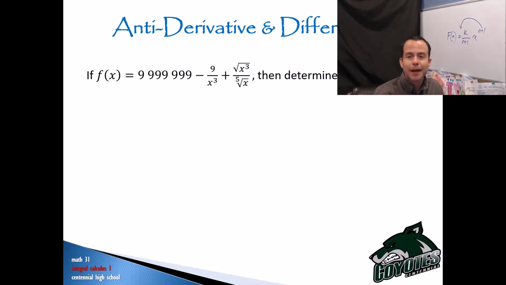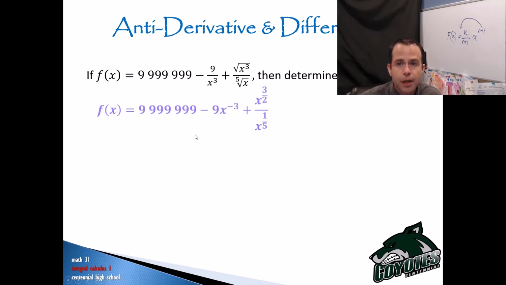Okay, so if f of x equals 9,999,999 minus 9 over x cubed plus the square root of x cubed over the 5th root of x, determine the antiderivative. Well, we're going to clean this up a little bit. I want to write this with exponents first. So my something over x cubed becomes something times x to the negative 3. This becomes x to the 3/2 over x to the 1/5.